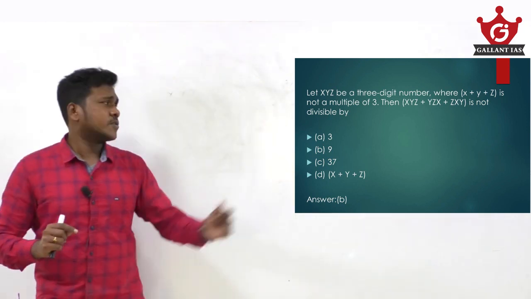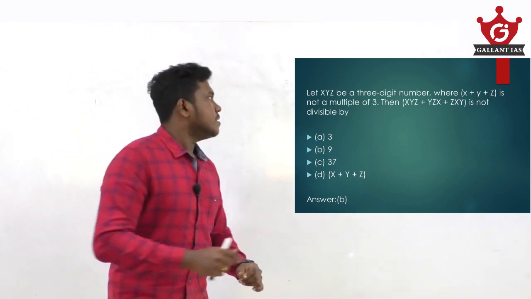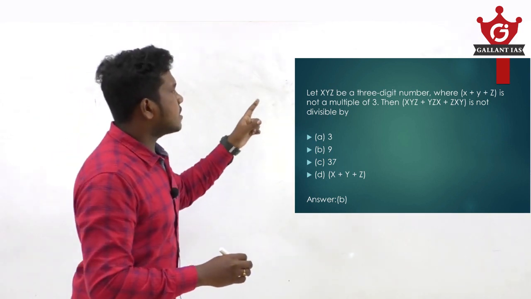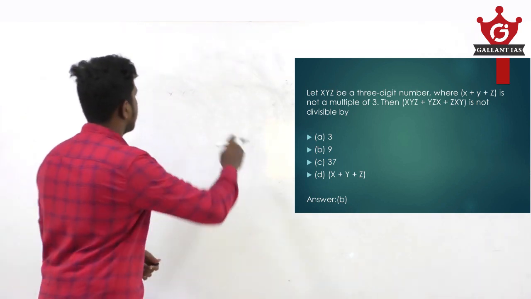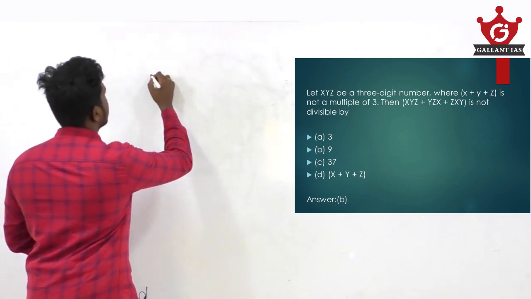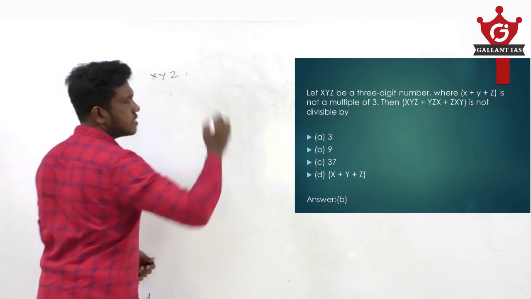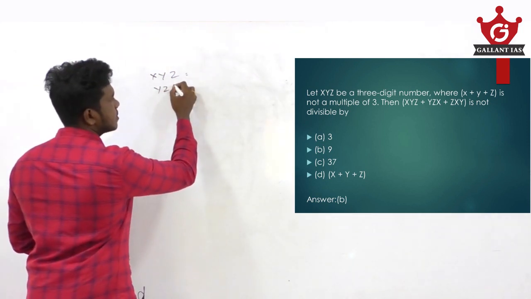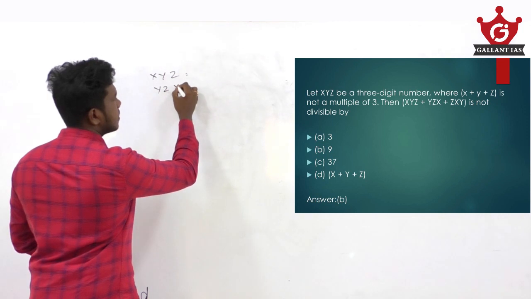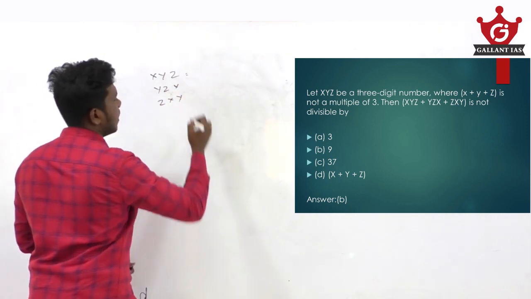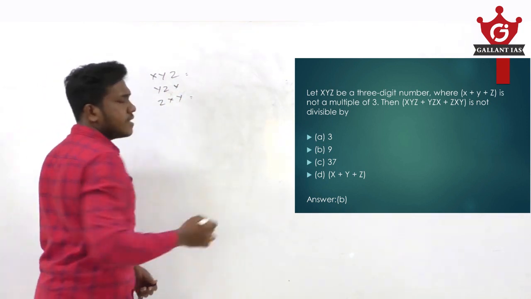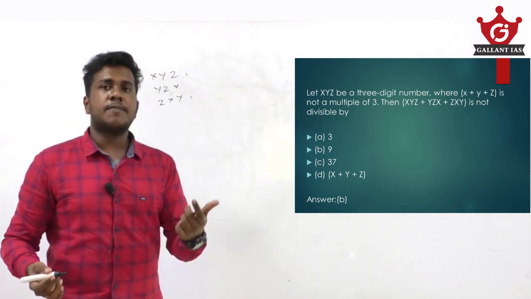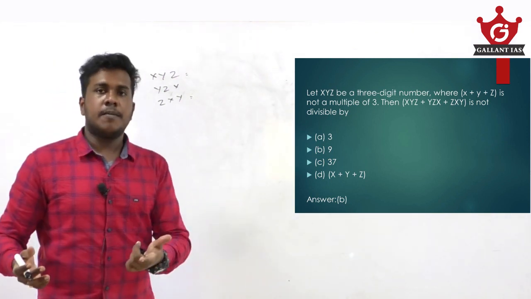And now let's check how to solve this question. Here xyz is a three-digit number. Similarly, yzx is also another three-digit number, and zxy is also another three-digit number. Any three-digit number can be expressed according to its number places, right?